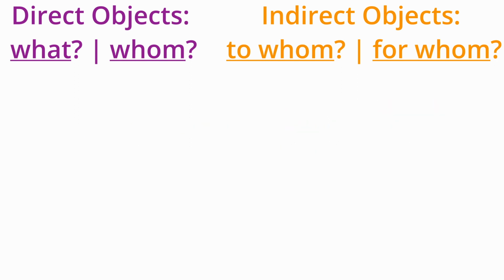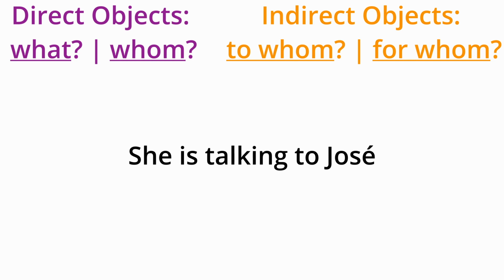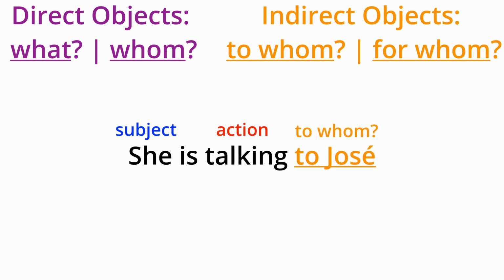Let's take another example. She is talking to Jose. Pause the video and try to identify any objects in the sentence, if they exist, of course. She is the subject who's performing the action of talking to someone. And to whom does she talk? That's right, she's talking to Jose, which makes Jose the indirect object of the sentence.